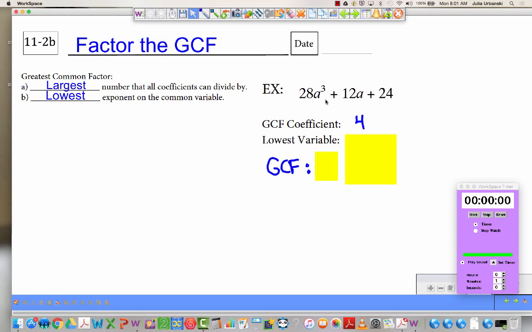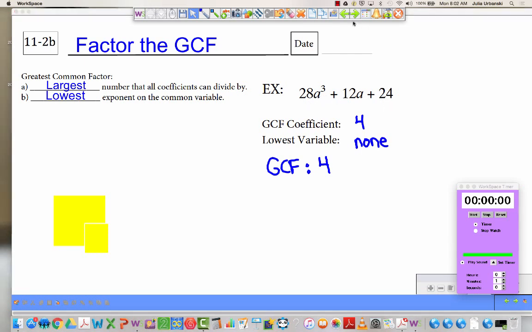All right, so now we have a to the third, a to the first, and a to the 0. No a at all. What's the lowest? The lowest is 0. None. All right, so what is our GCF of the whole problem? It's just 4. If there's no a in common, then it's not part of the GCF. There's an a here and here, but there's not an a here. So you would end up dividing everything by 4.